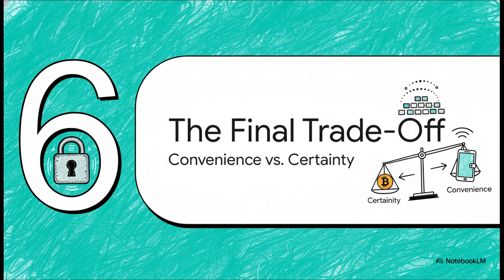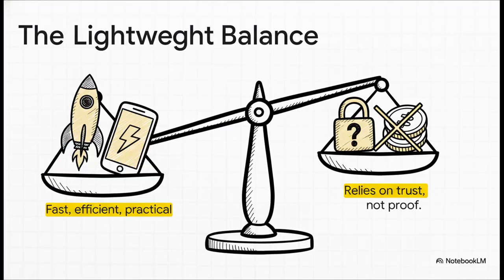Which brings us right back to where we started. It all comes down to this fundamental balance. When you use a Bitcoin wallet on your phone, you are actively making a choice between absolute mathematical certainty and simple, everyday convenience. The upside of a lightweight wallet is amazing. It's fast, it's efficient, it fits in your pocket. The downside is that its security is based on trust and probability, not absolute proof. Now, for most of what we do every day, that model is perfectly fine. It's secure enough. But if you demand infallible, cannot be fooled security, well, that only comes from running a full node, from carrying the entire map yourself.